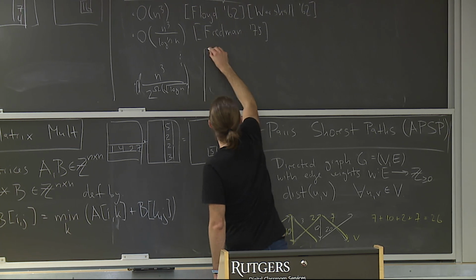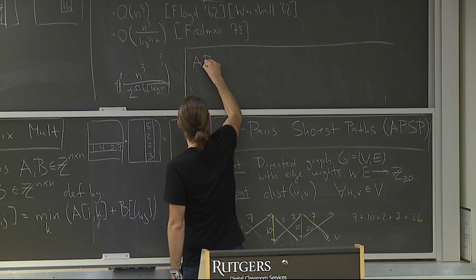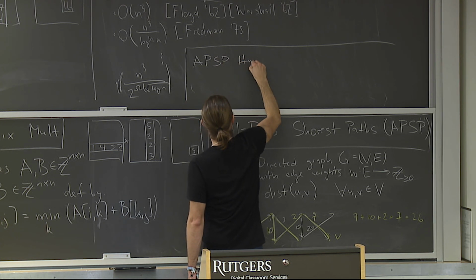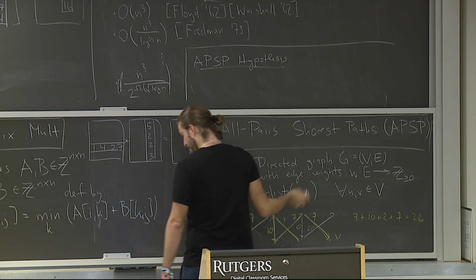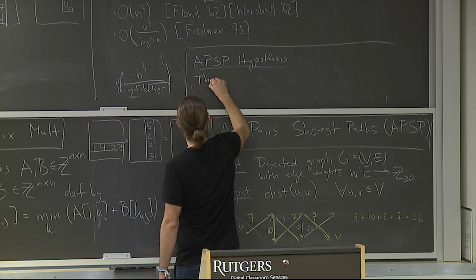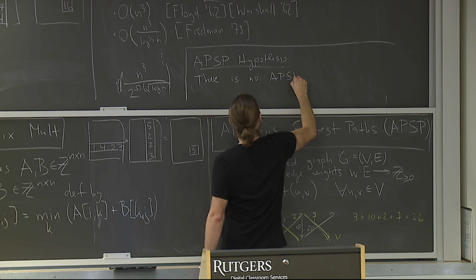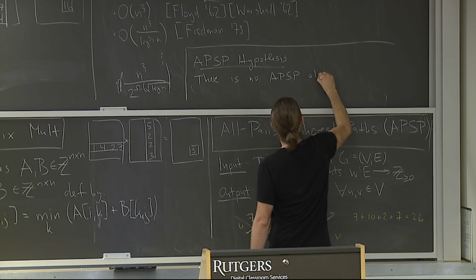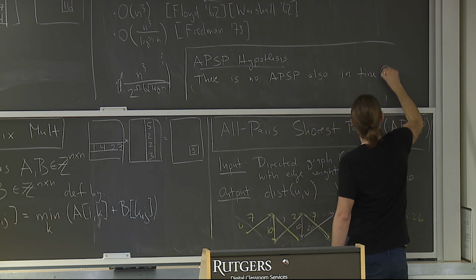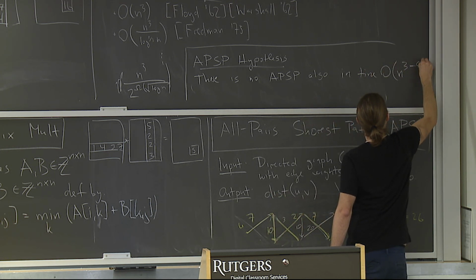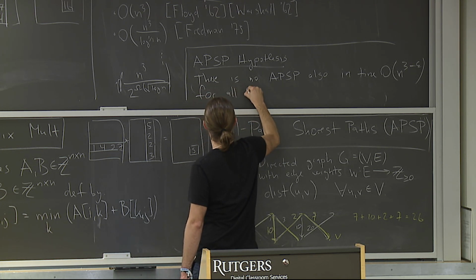So what they really came up with is the APSP hypothesis, which states that there is no APSP algorithm in time n to the 3 minus epsilon for all epsilon bigger than 0.